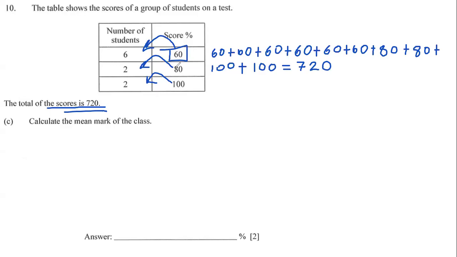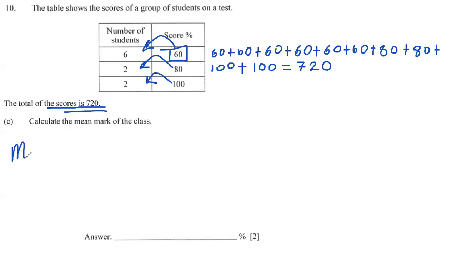And how many times do we have 80, Mark, based on the chart? 2 times. And how many times do we have 100? 2 times. So 60, 60, 60, 60, 60, 60, 80, 80, 100, 100 gives us 720. Do you understand that? Yes, sir. But now, how do we find the mean? Is the mean 720? You have to divide it.